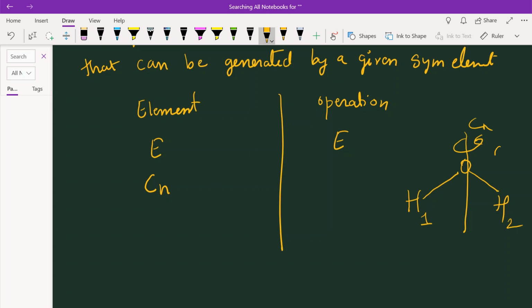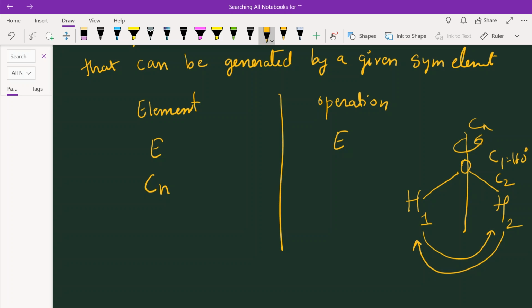More precisely, it is a C2 axis of rotation, because after rotating 2 times, first when you do C1 rotation, which is 180 degrees, your H1 will come here and H2 will come here. When you do C2, meaning you rotate two times, H2 will come to its own original position and H1 will come to its original position.